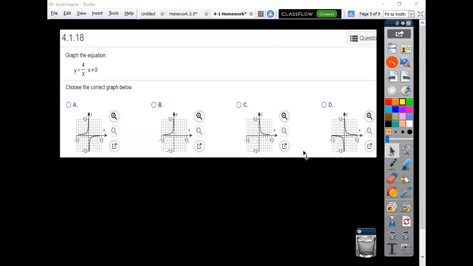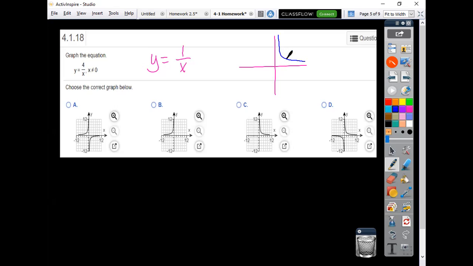All right, graph the equation y equals 4 over x. So an inverse graph. That parent graph would look like y equals 1 over x. If you take a look at those graphs, if I put in a 1, I get a 1. If I put in 2, I get a half. So it's getting, this is called an asymptote out here.